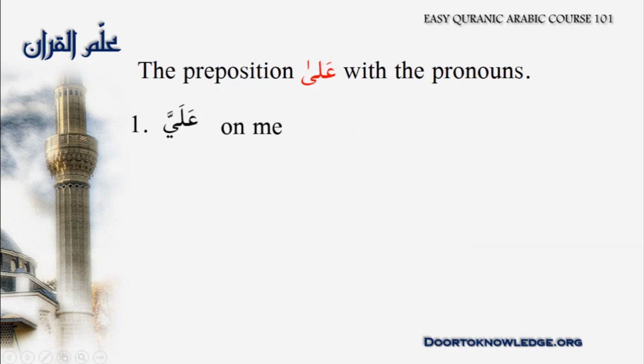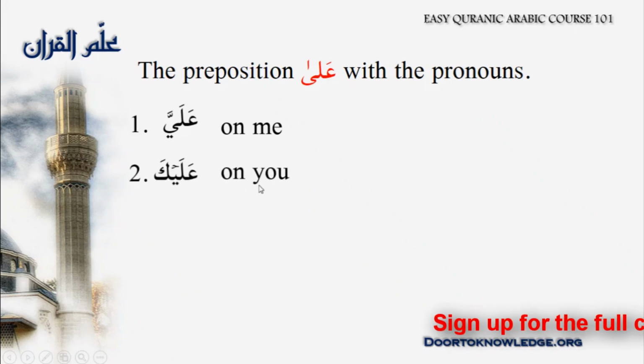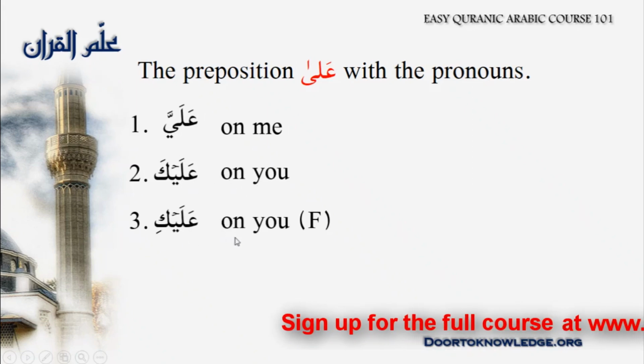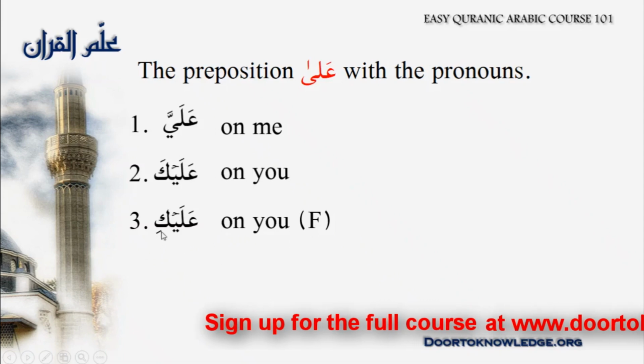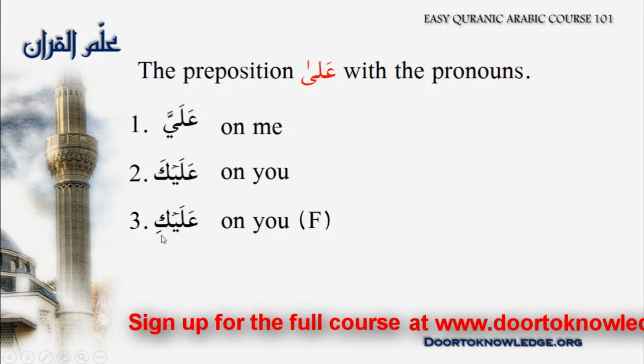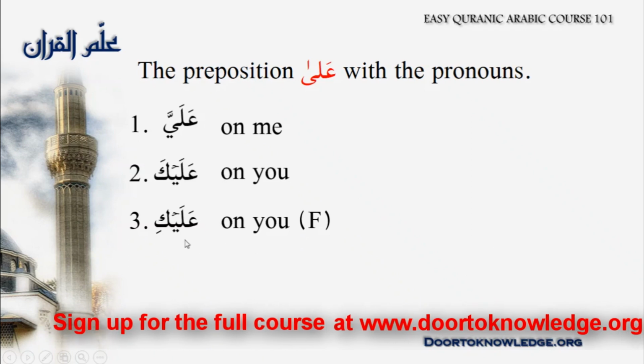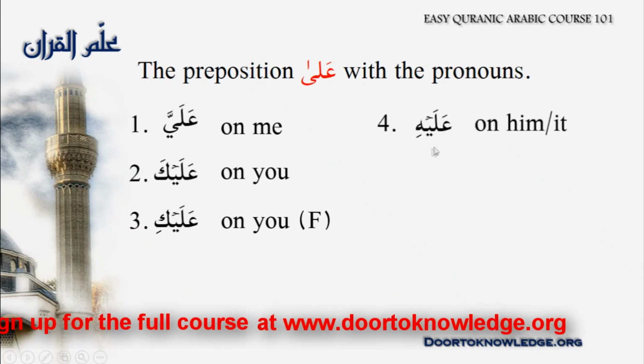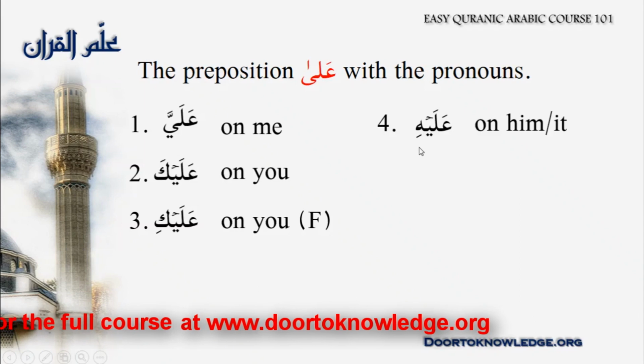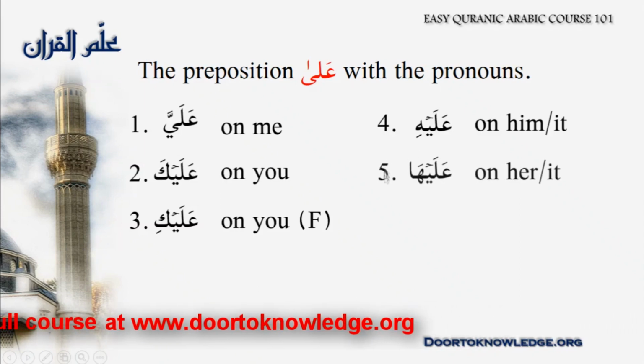So let's see the ala with pronouns. Alayya, on me. Ala, on, ya, me. Alayka, on you. Alayki, on you, feminine, because the damir kaf has kasra, so it comes for feminine. Alayhi, on him or on it. Alayha, on her or on it.